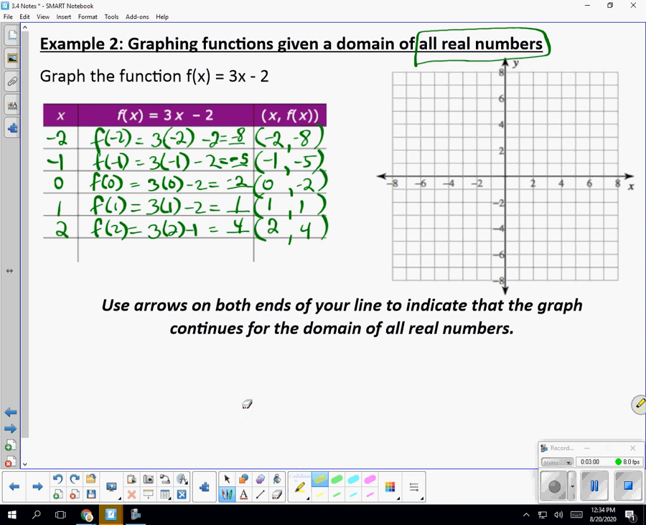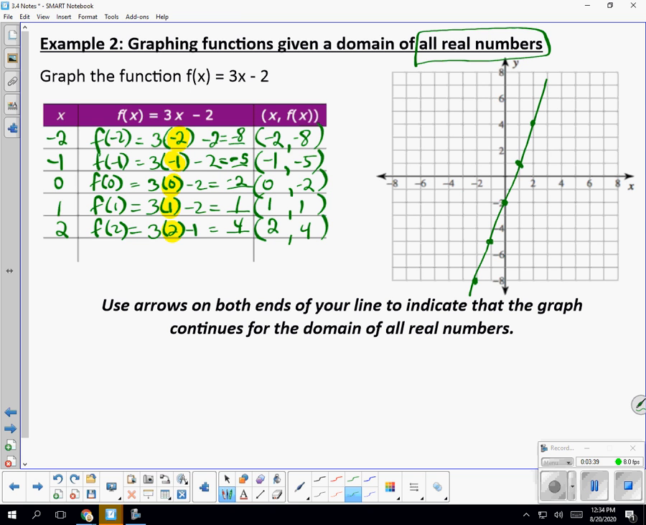Okay, as you can see, I plugged in the numbers I decided to use. I plugged them in right here. And I got these output values that create our ordered pair. Okay, so from here, I'm going to go ahead and plot these points on our graph. -2, -8, -1, -5, 0, -2, 1 and 1, and 2 and 4. Okay, because we have the domain of all real numbers, and we chose the x values that we plugged in, we're going to go ahead and connect these dots.